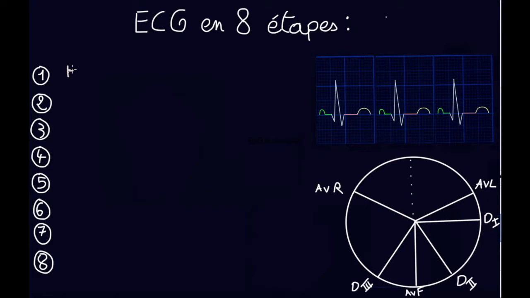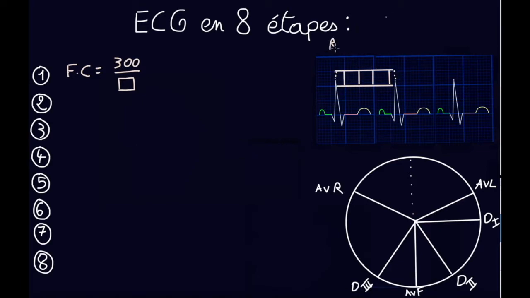The EKG in 8 steps. First, the heart rate. It is equal to 300 divided by the number of large squares. On the right, we have a normal EKG. We will calculate the number of large squares between each QRS complex.